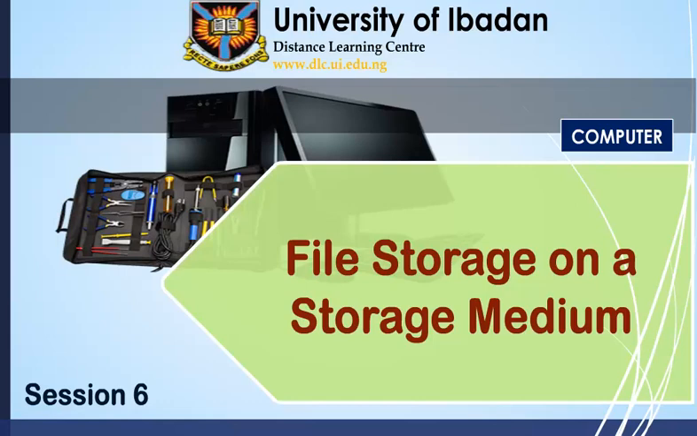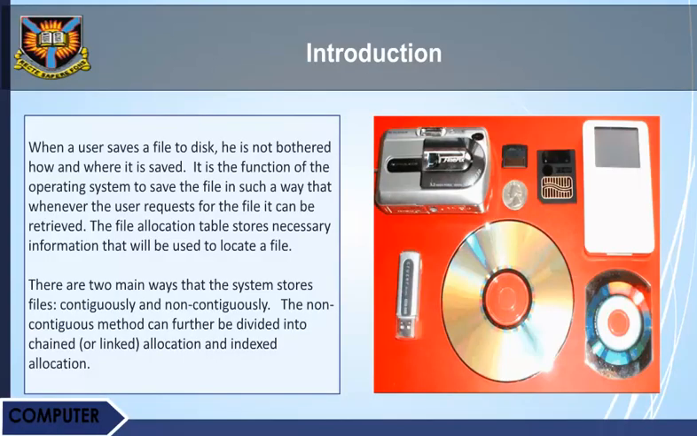Section 6. File storage on a storage medium. Introduction. When a user saves a file to disk, he is not bothered how and where it is saved. It is the function of the operating system to save the file in such a way that whenever the user requests the file, it can be retrieved.